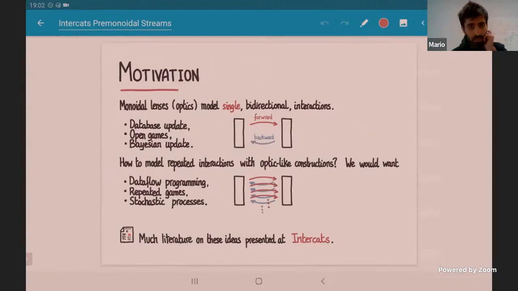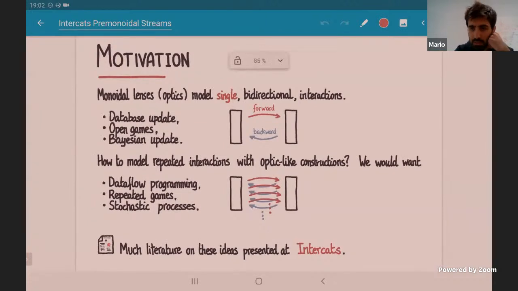So my motivation for today, starting with lenses, is that when we use monoidal lenses in a monoidal category, the thing we're trying to model are single bidirectional interactions. We have this forward part and this backward part. And with that, we can model a bunch of things. And because these things are different and we can model them under the same structure, lenses are interesting. We model things like database update, we model Bayesian updates, we do things like open games where an agent gives some move and receives some reward and so on.